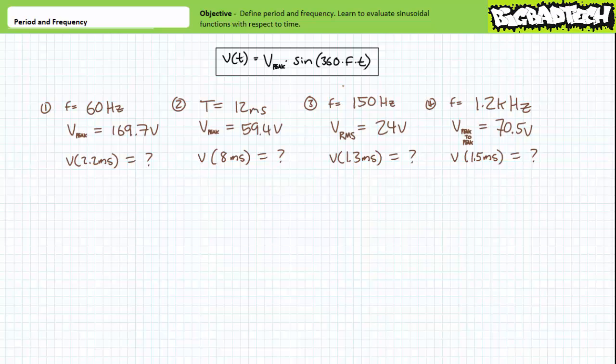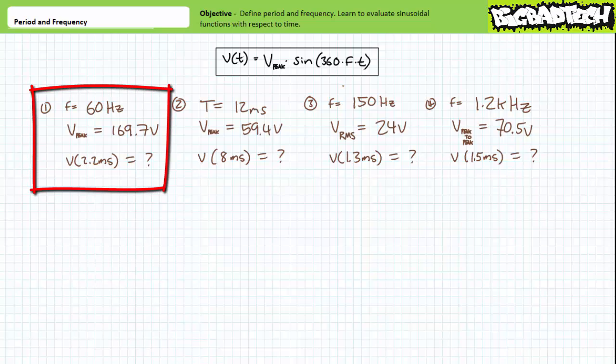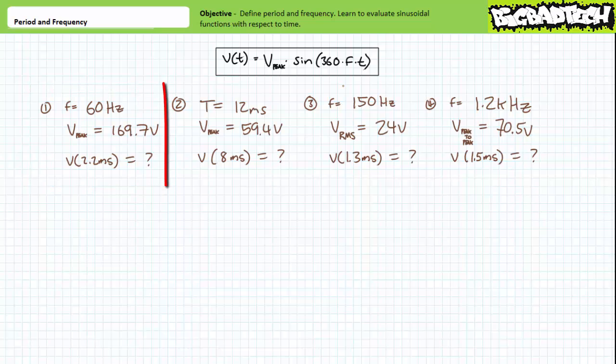Put your understanding of time-variant sine functions to the test by solving for the following values. Be cautious, because I've hidden a couple tough ones in here that might take some thought and effort. Example 1 has a frequency of 60 Hz, a peak voltage of 169.7 volts, and we're being asked to determine the output voltage at 2.2 milliseconds.